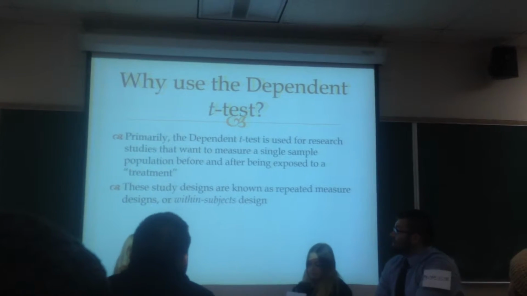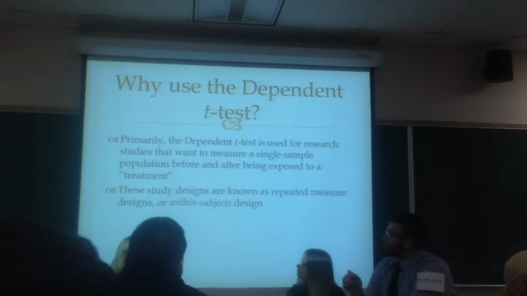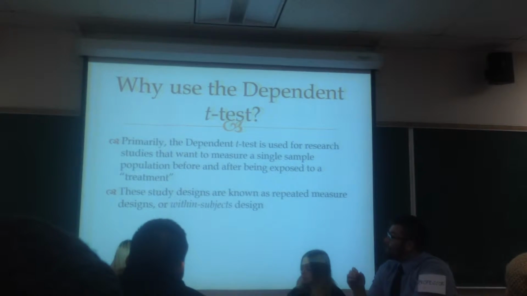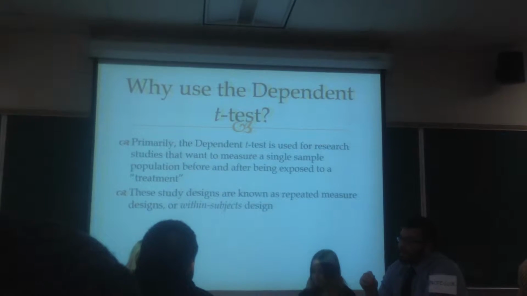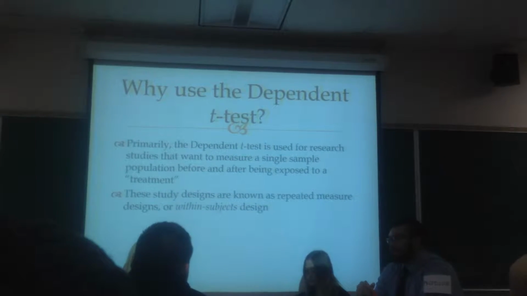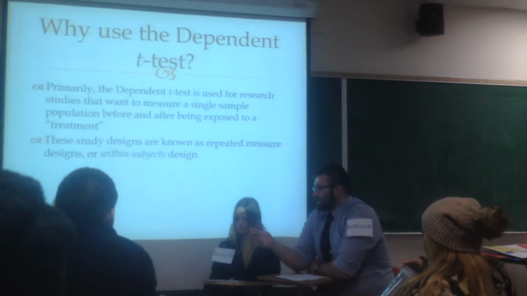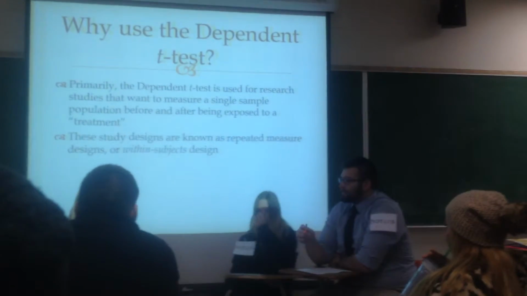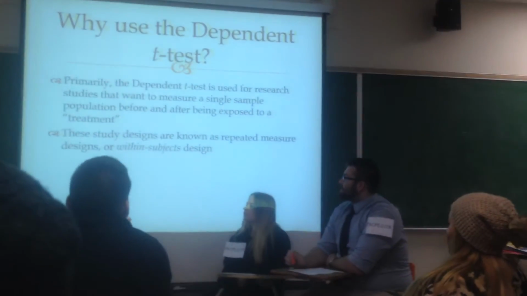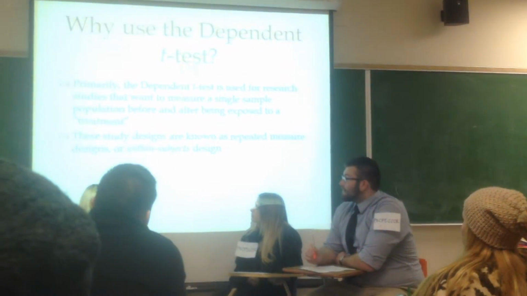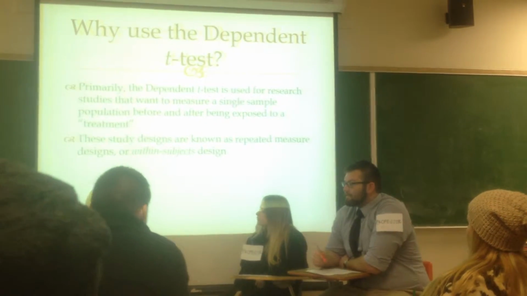Primarily, the dependent t-test is used for research studies that want to measure a single sample population before and after being exposed to a certain treatment. For this class, that would be the class itself. Before and after is the treatment. These study designs are known as repeated measure designs or within subject designs.